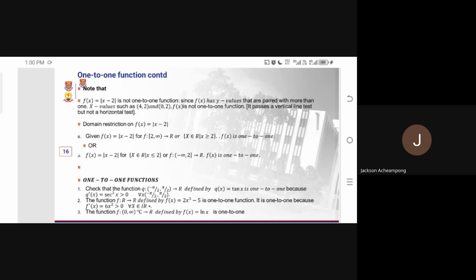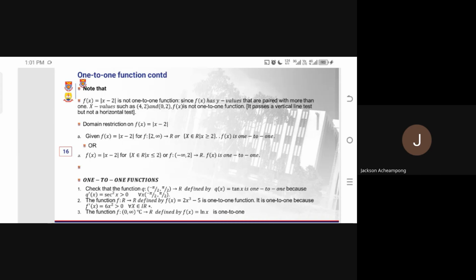It passes the vertical line test, but not the horizontal one. The vertical line test is used to determine whether a mapping is a function, and the horizontal line test is used to determine whether a function is one-to-one. So let us note that.